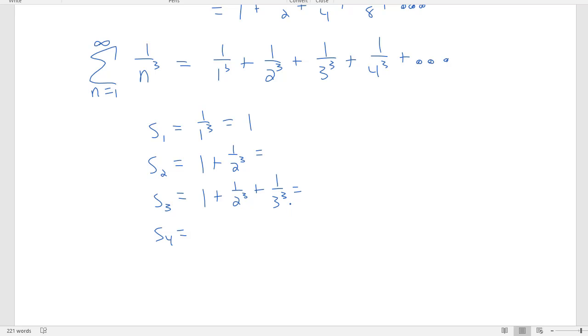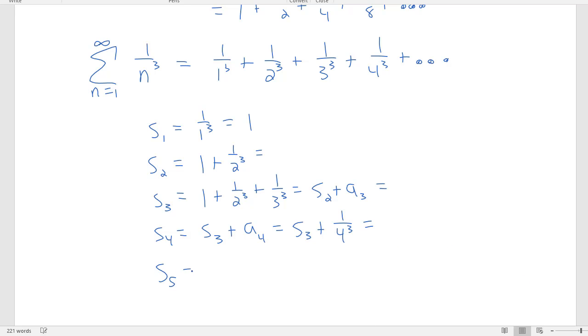So we could have written this as the sum of the first two terms plus the third term, a sub 3. So I could look at the sum of the first four terms as the sum of the first three terms plus the fourth term. So in this case, we'll have that number that we're going to write up here in just a second, plus the fourth term, 1 over 4 cubed, and so on and so forth.